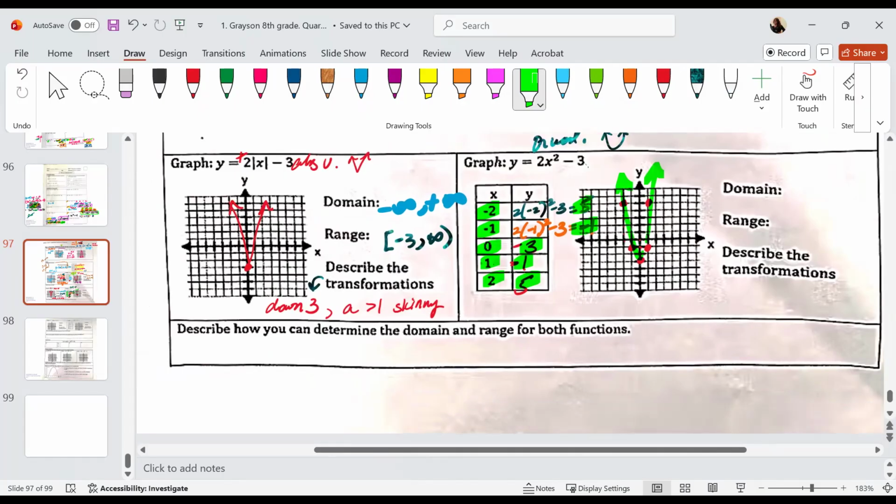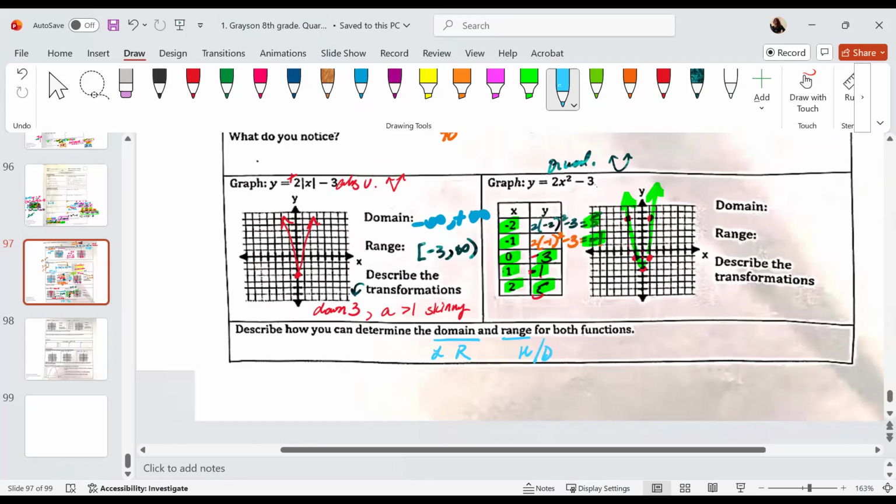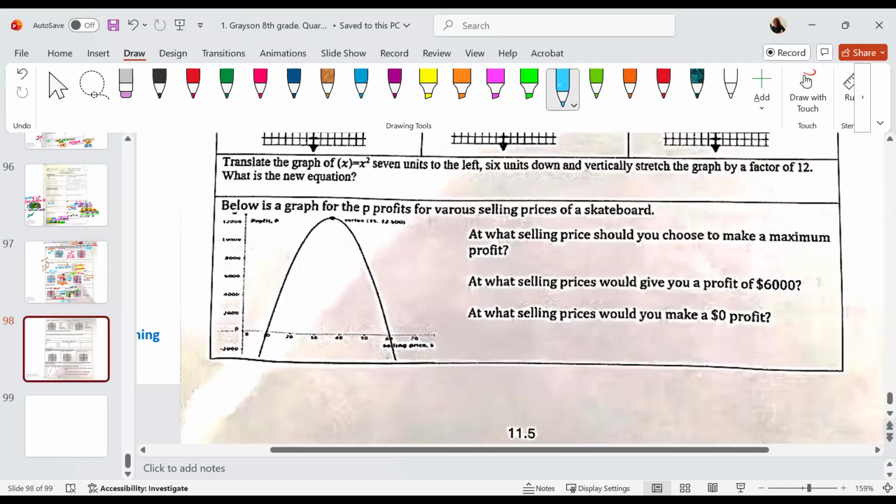Describe how you determine the domain and range for both functions. For domain, you look at the right and left of the graph, right? For the range, you look at the up and the down for the graph, right? That's it. Next page.